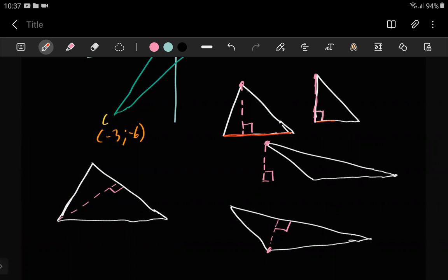This would be your base. Funny enough, with this one, it doesn't matter which one you make base and perpendicular height. It's all going to work. Here, this would be your base. Here, this would be your base. And then here, this distance would be your base. You see?